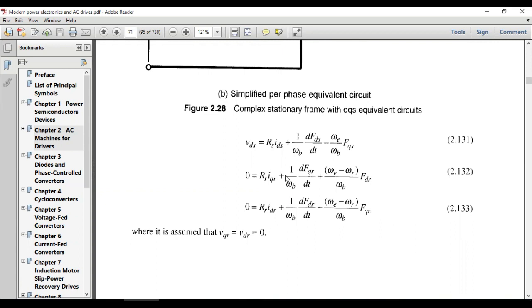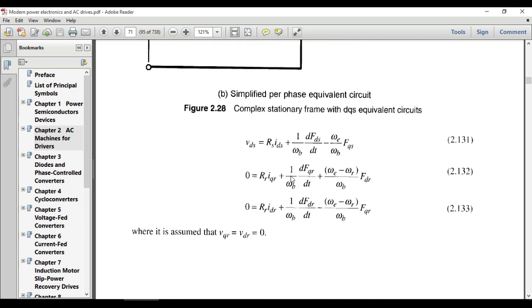So when there is a closed path, the net induced EMF at the rotor side will be equal to zero. If we use a slip ring type or wound type induction motor, these terms will be non-zero and we will have VQR and VDR over here. But in a squirrel cage type induction motor, these rotor bars are short circuited, so these voltages corresponding to the rotor side will be equal to zero.